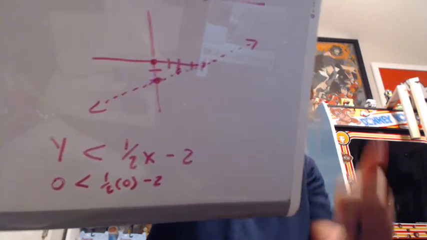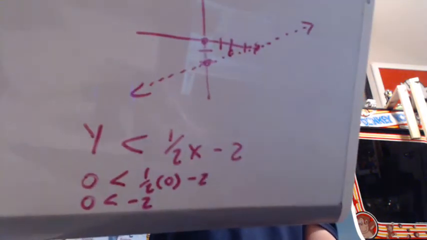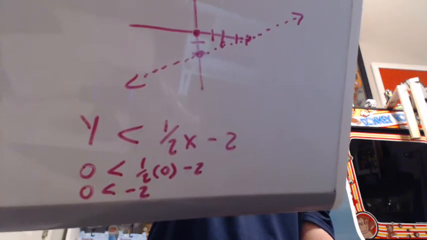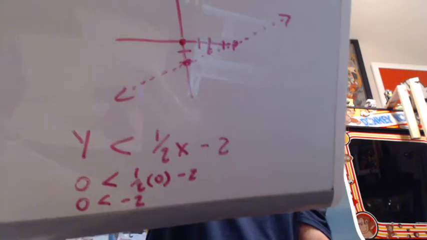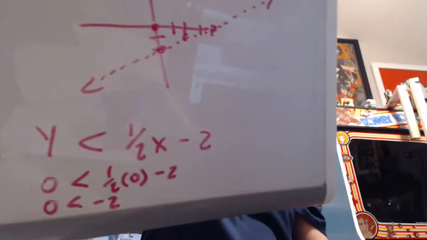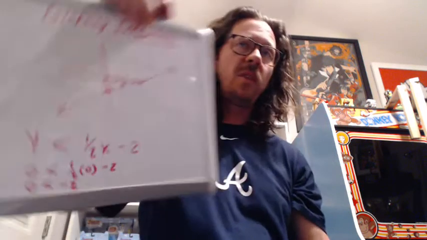All we have to say is, is this true or is it false? Okay, so let's simplify. 0 minus 2 is -2. Is that a true or false statement at the bottom? 0 is less than -2. That's false, right? Because 0 is actually greater than -2. It's confusing, but 0 is greater.